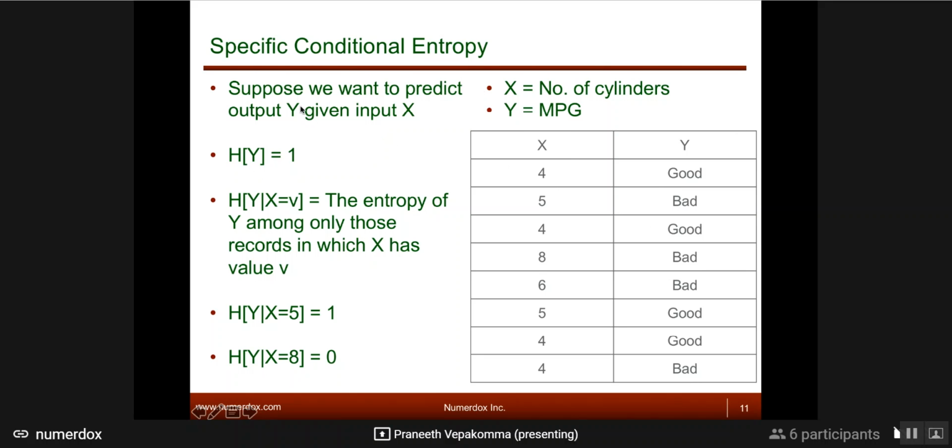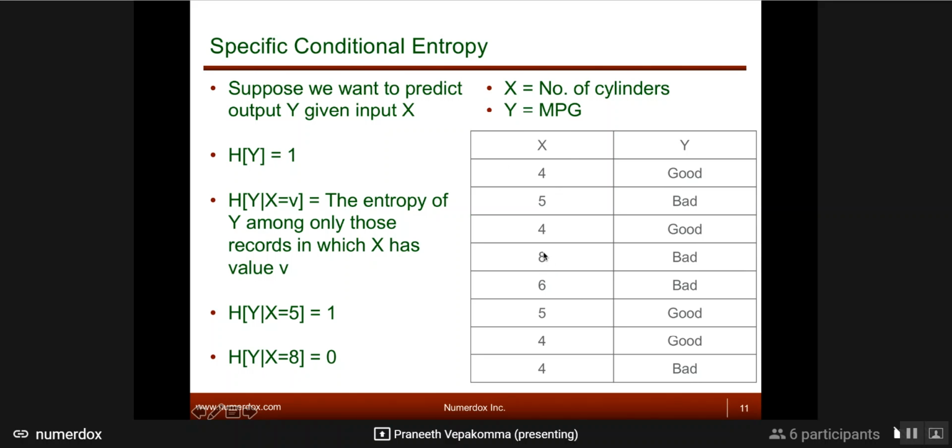But now if you factor in the concept of conditional entropy, which is, say, what is the entropy of y given that x is any given number of cylinders. So now he's asking, if the vehicle has 8 cylinders, what is the entropy in y? Is it still equally likely that you cannot predict whether it is good or bad mileage?